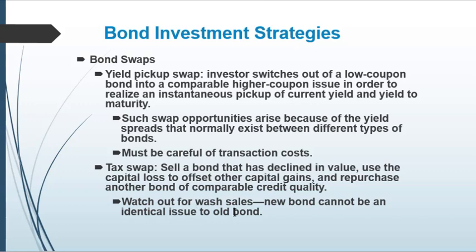Now, the thing we have to be aware of here is something called a wash sale. A wash sale would be buying a new bond that is an identical issue to the old bond. The IRS will not allow you to take those capital losses if all you did was change the certificate number on the bond. So again, these swaps are ways to actively manage a bond portfolio. That's the end of the bond valuation chapter.